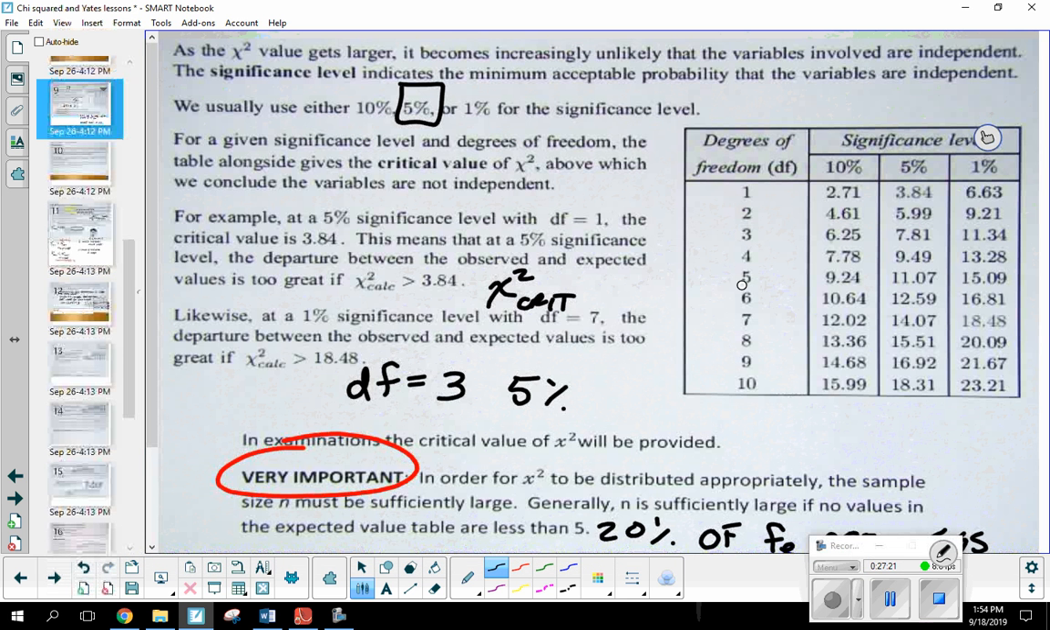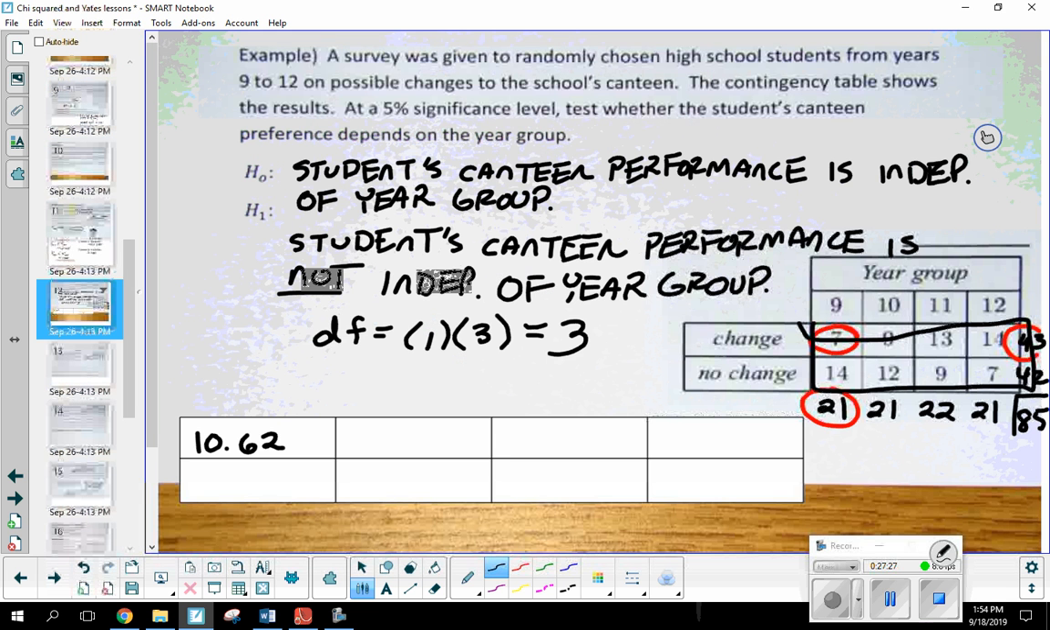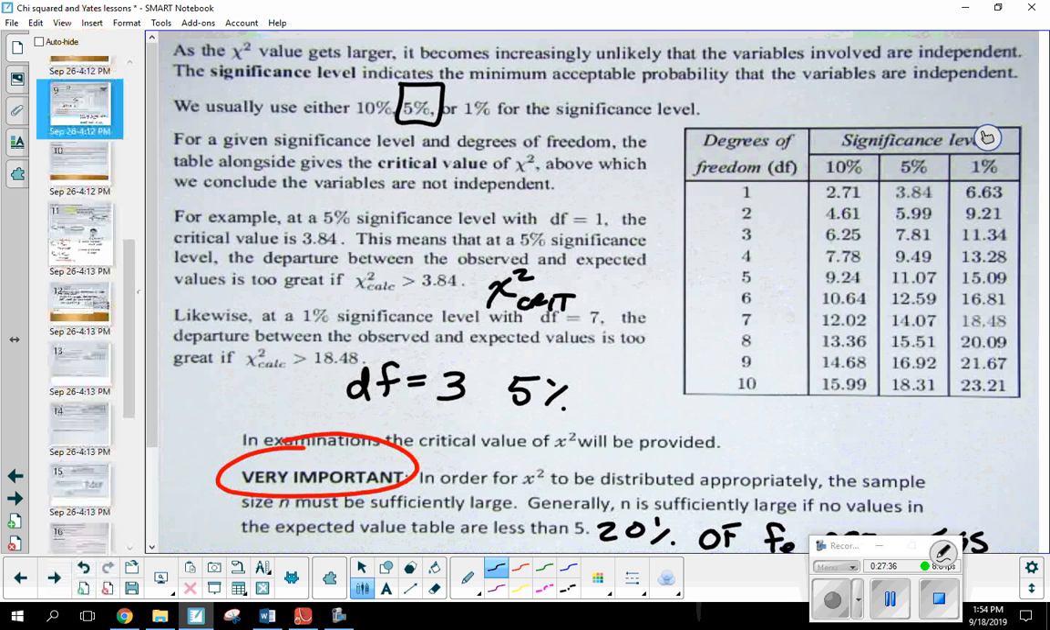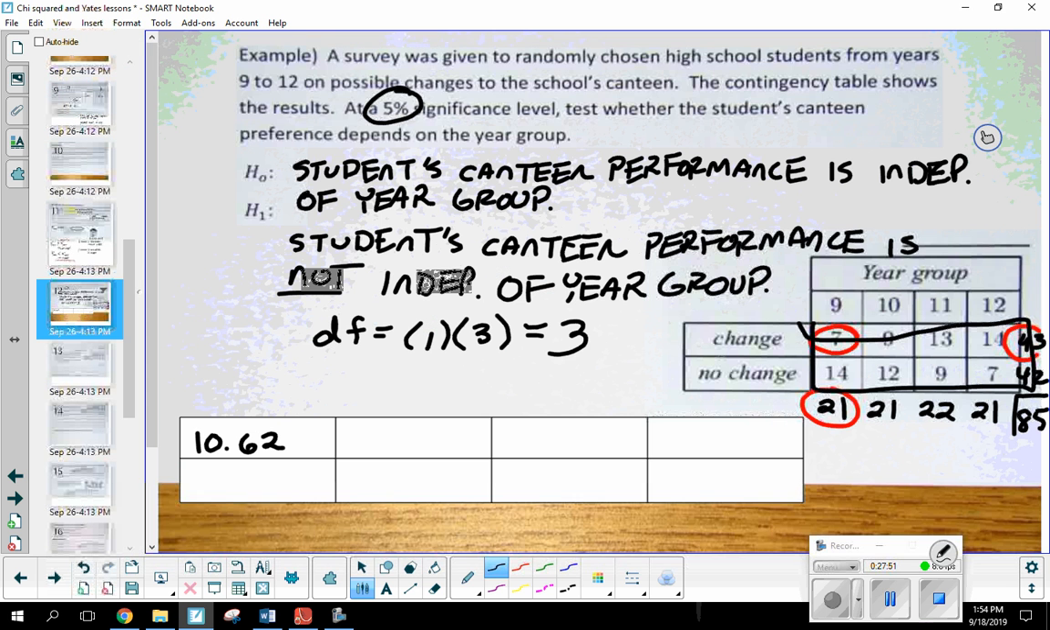See, I have the degrees of freedom, but now I need my significance level. This problem said I want you to test it at what? 5%. Okay, so now I can figure out what my critical value is. So I'm going to come on over to my table. Let's see, we had degrees of freedom of 3. We wanted it at 5%. So the intersection of the two looks like I have a 7.81. Okay, so that is what I want to compare to the value that I just found.